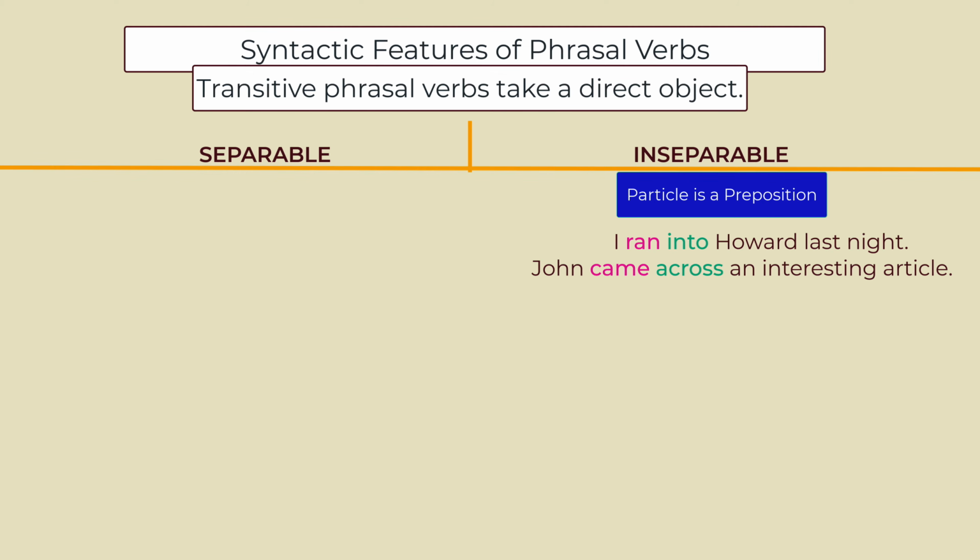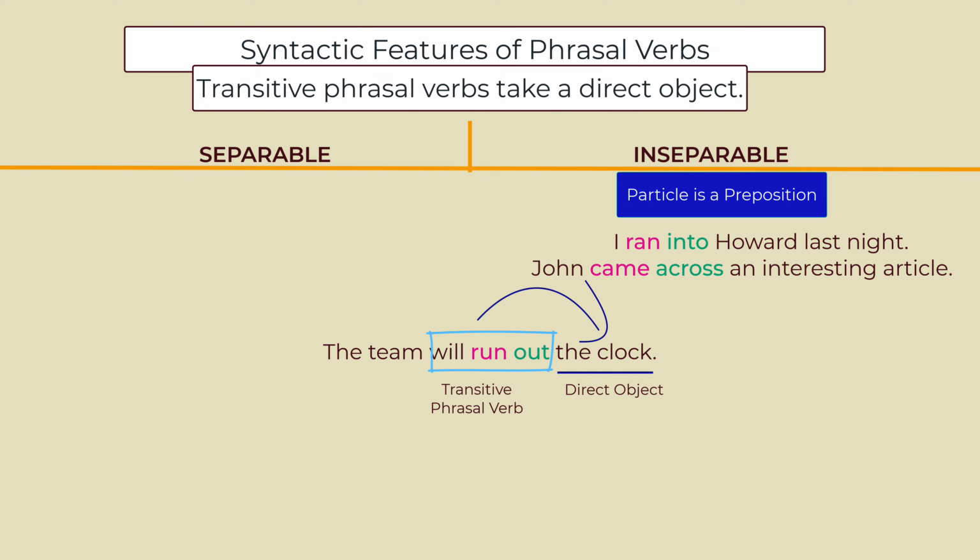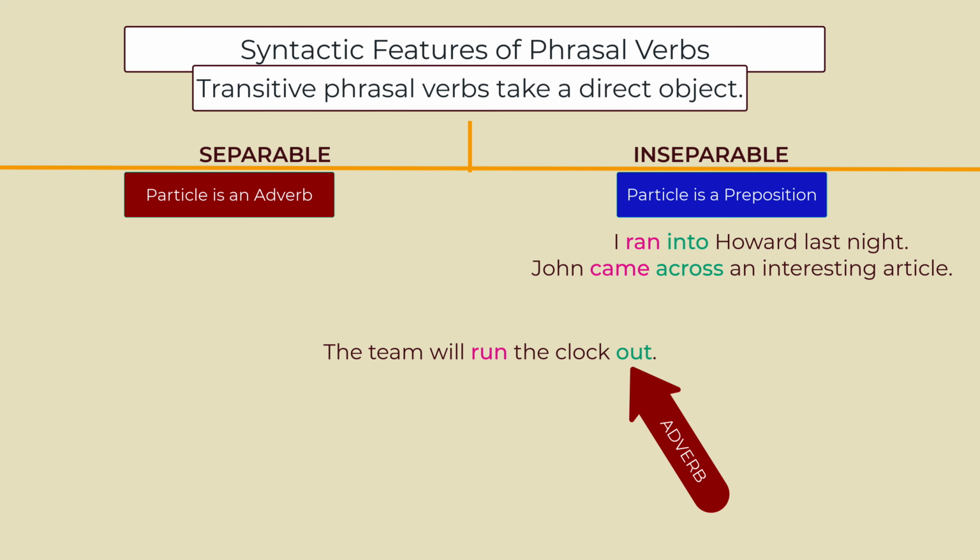But transitive phrasal verbs can also be classified as separable, like in this example. The team will run out the clock. The clock is a direct object, meaning run out is a transitive verb. The team will run the clock out. Out in this example is an adverb.